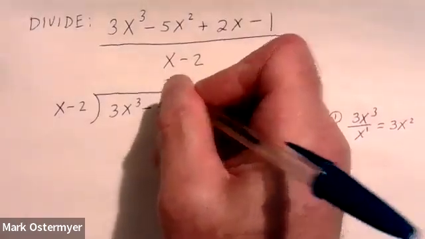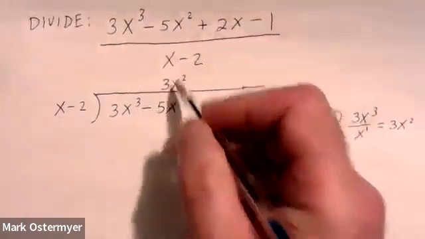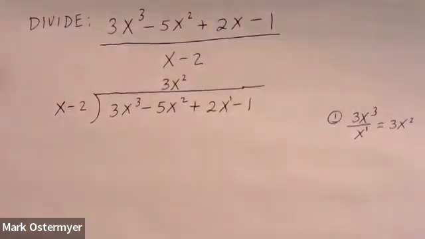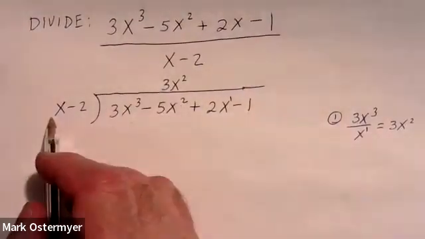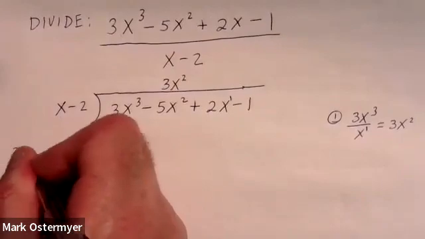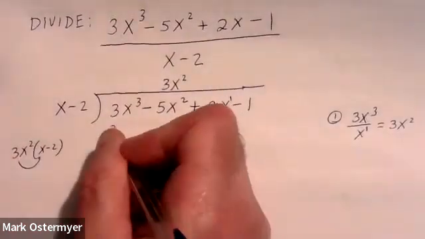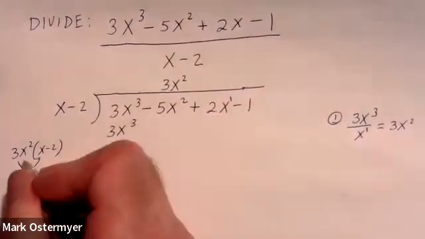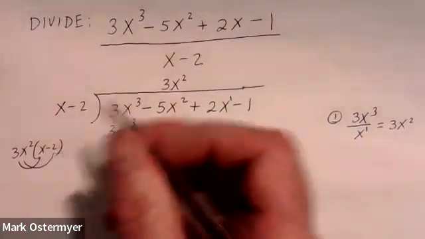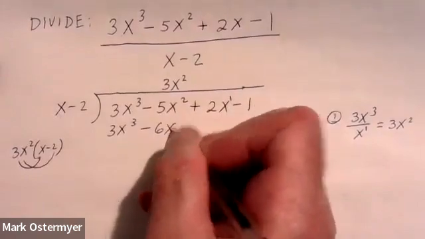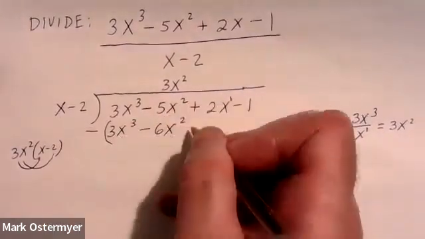I'm going to put the 3x squared above the 5x squared because authors like to line up like terms in columns. Take the 3x squared and multiply it by your divisor. 3x squared times x, 3x cubed. 3x squared times a negative 2, minus 6x squared. Subtract off the whole polynomial.